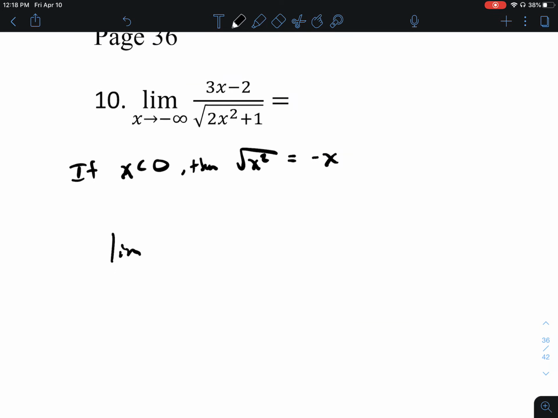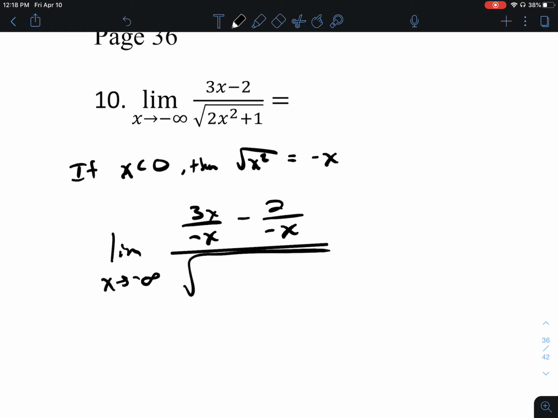So we are going to take this limit as x approaches negative infinity, and we're going to divide each term by a negative x. Now when I put this inside this radical, it makes it an x squared. That's the part that's confusing for lots of folks. Because if I square root an x squared, I should just be getting the x or the negative x.